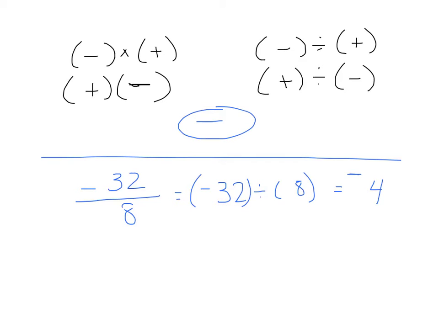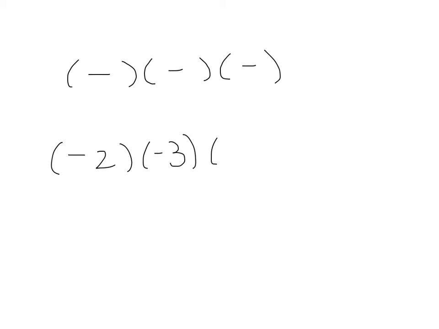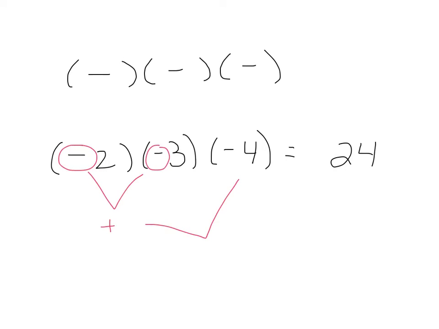A couple other little additions to this rule. What happens when I have three negative numbers being multiplied together? So for example, negative 2 times negative 3 times negative 4. Well, I'm still going to just do 2 times 3, which gives me 6, times 4, which is 24. But is my answer going to be positive or negative? Well, if I think about taking these two negative signs, they'll become a positive, so then I have a positive times a negative, which ends up giving me a negative.